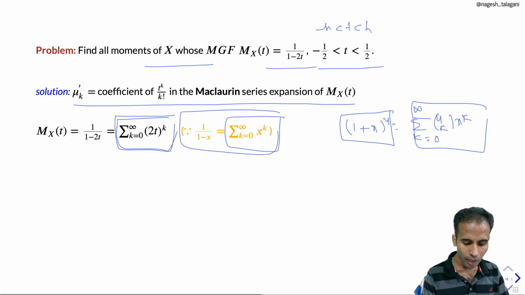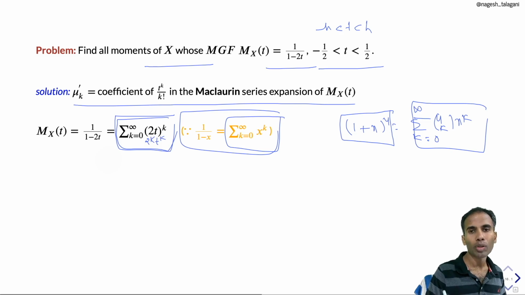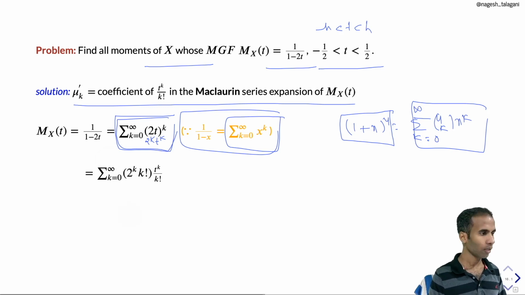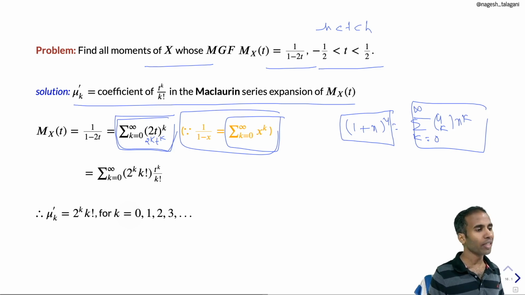Now that means here we got 2 to the power k, t to the power of k. Here we want to read off the coefficient of t to the power of k by k factorial as mu_k dash. But I don't see k factorial here in the denominator. So we can adjust that by multiplying and dividing by k factorial like this. Okay. So now we can see that the coefficient of t to the power of k by k factorial is 2 to the power of k times k factorial. Therefore, mu_k dash equals 2 to the power of k times k factorial for k equal to 0, 1, 2, and so on. This is how we get hold of all moments from the given MGF.